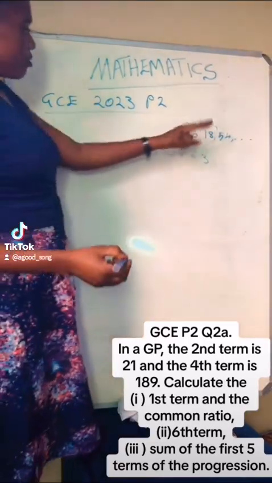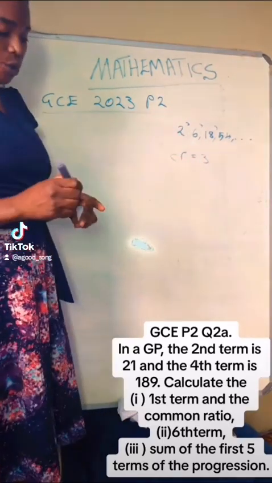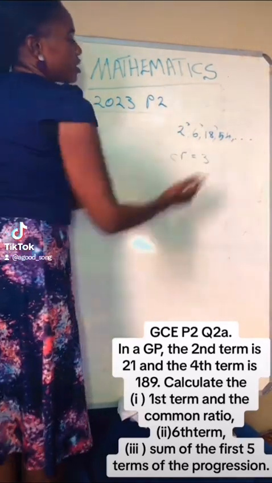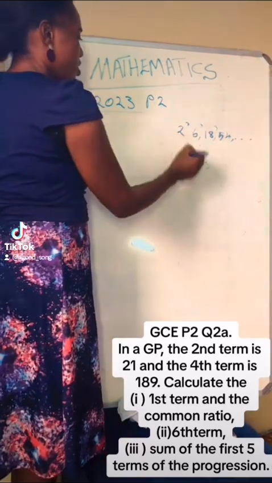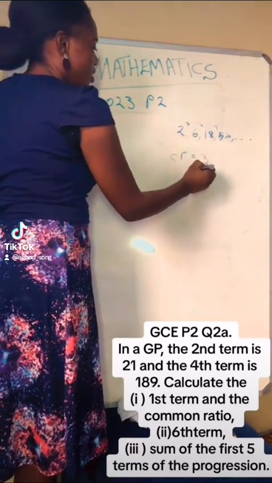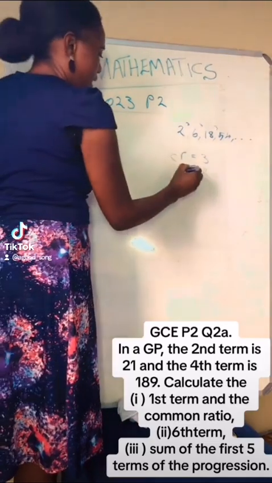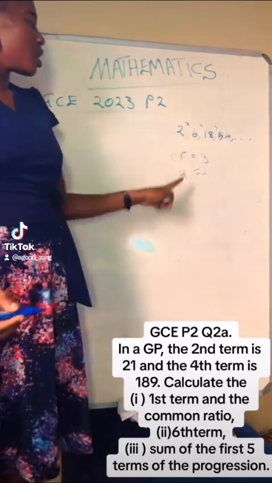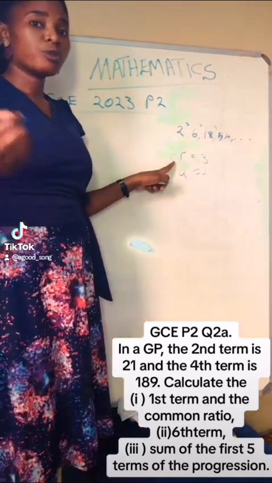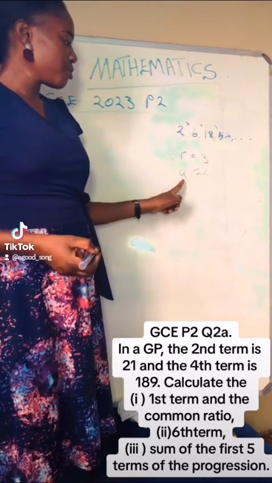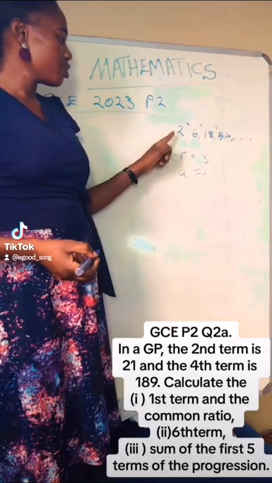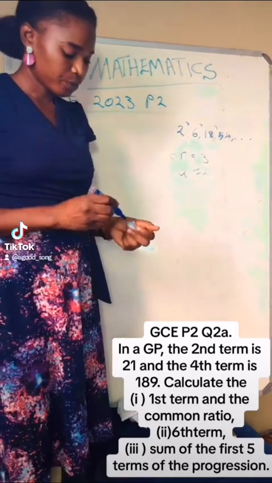Okay? And then from the same sequence, we have what we call the first term. All these numbers are referred to as the terms. So we have the first term. The first term in this case is 2, and the first term is represented by the letter a. So in this sequence, the common ratio, the number that we are multiplying with to get the next number, is 3. Then the first term, the number we are starting with in this sequence, is 2.